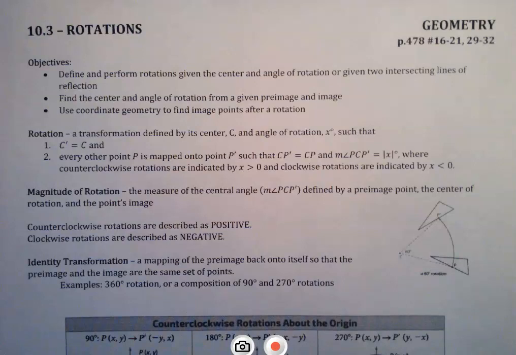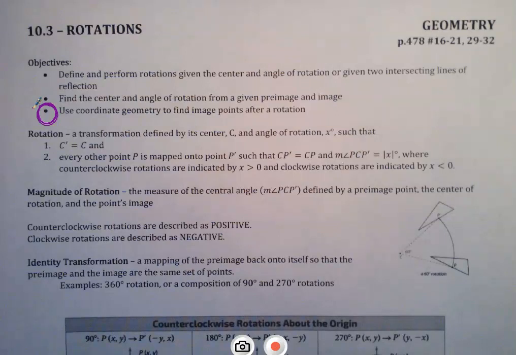All right, so in 10.3 today, we're looking at rotations. We're going to define and perform some rotations given the center and angle of rotation, or given two intersecting lines of reflection. And then we're going to find the center and angle of rotation from a given pre-image and image, and use coordinate geometry to find image points after a rotation. We're actually only going to do the last one for our study of rotation today.